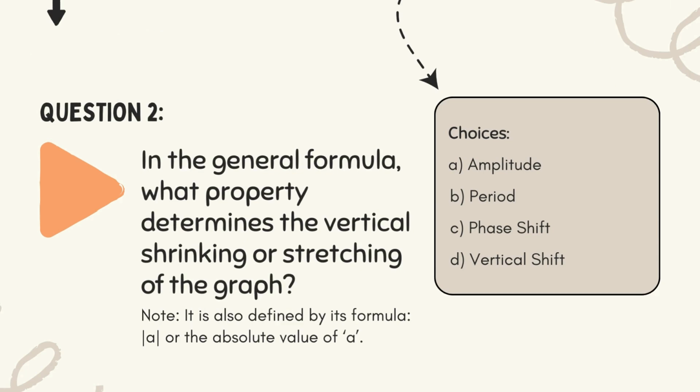Question 2. In the general formula, what property determines the vertical shrinking or stretching of the graph? Your options are A. Amplitude, B. Period, C. Phase shift, D. Vertical shift. 5 seconds, starting now.